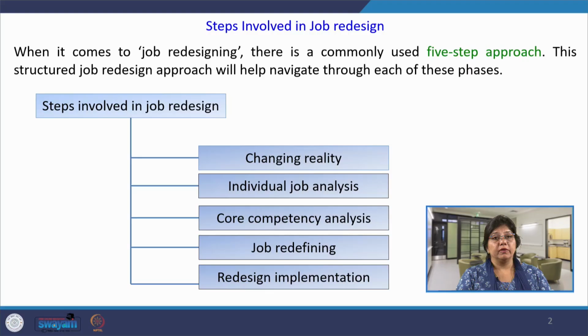Welcome back students. So, we have discussed in our previous session about job design and job redesign. Today I am going to talk about steps involved in job redesign.